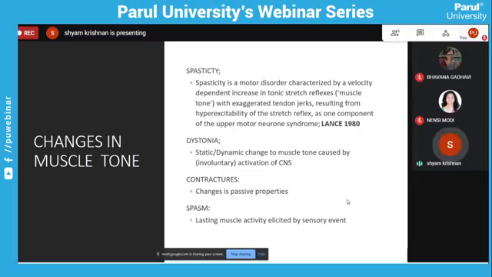Now this lasting muscle activity, which can be elicited by a sensory event like the one I gave as an example, is what happens when you touch the foot to the floor: there is a reflexive activity of the extensor muscles. That is essentially what is called a spasm, rather than spasticity.